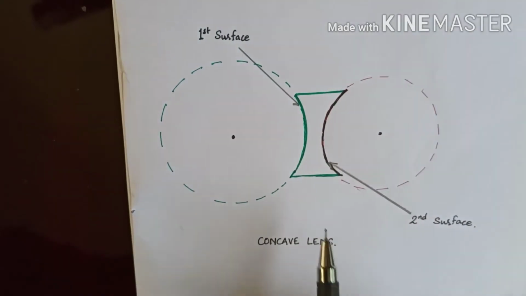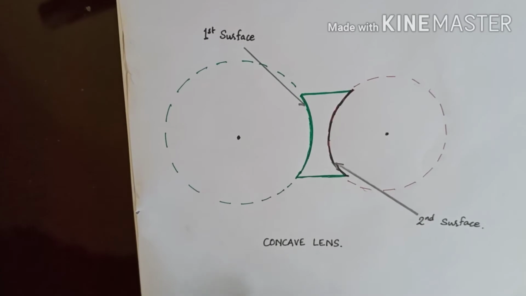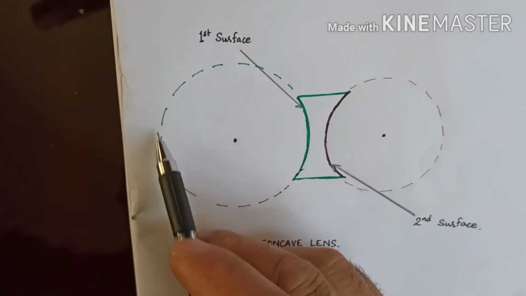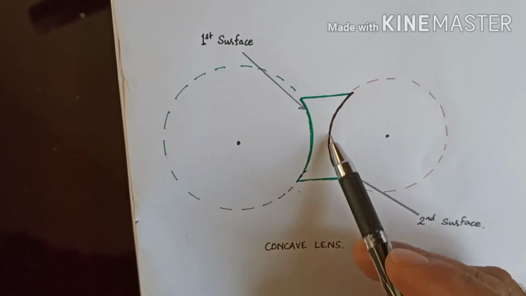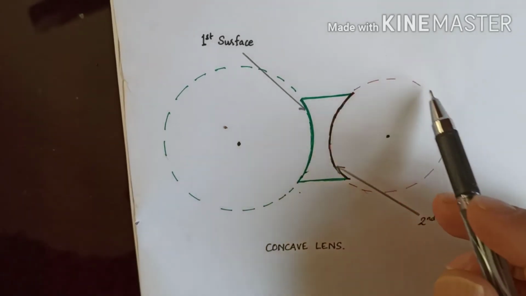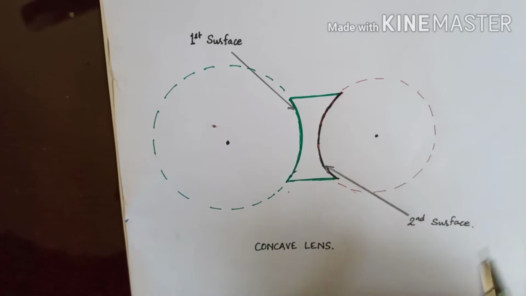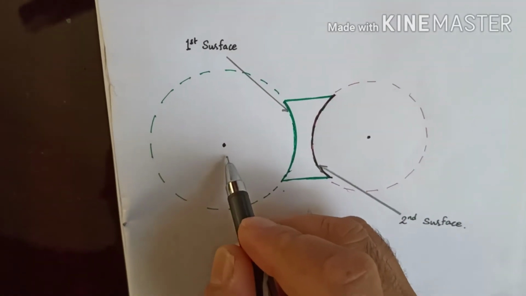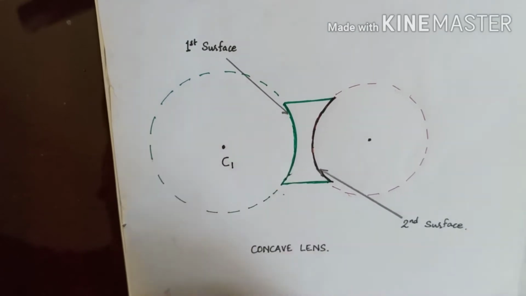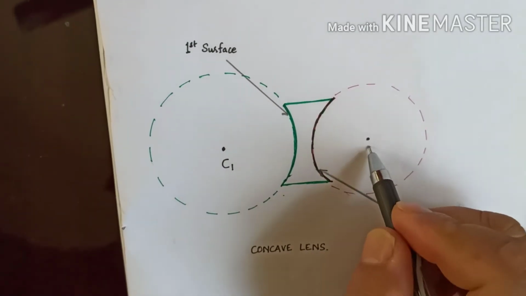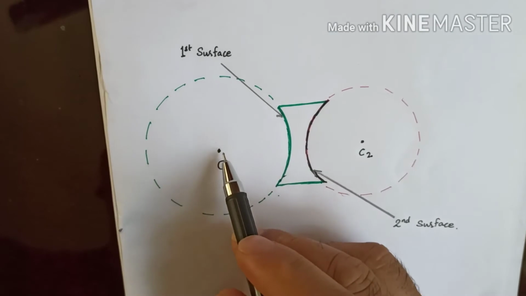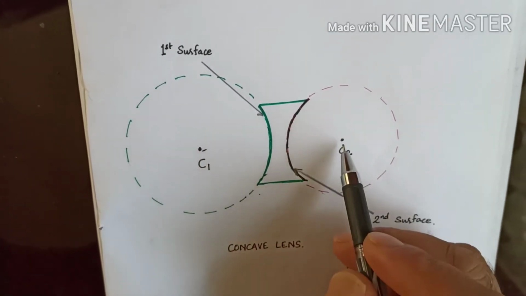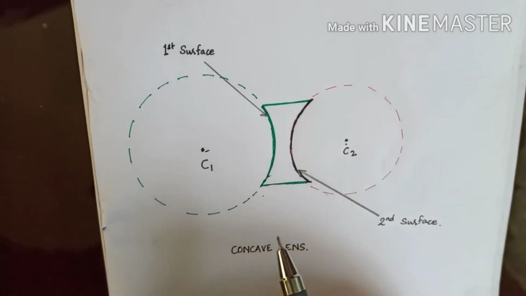Similarly, for concave lens also, the first surface of the concave lens is taken out from this sphere and the second surface of the concave lens is taken out from this second sphere. So here, the center of the first surface is C1 and the center of the second surface is C2. So C1 is the center of curvature of the first surface of the lens and C2 is the center of curvature of the second surface of the lens.